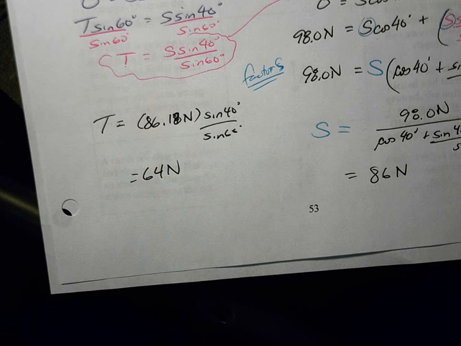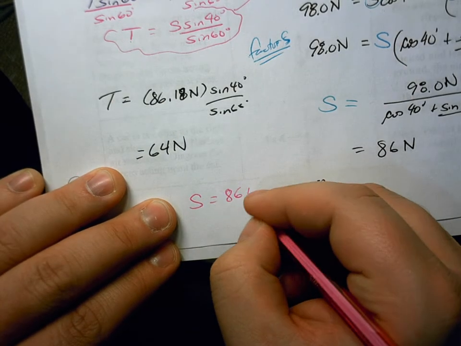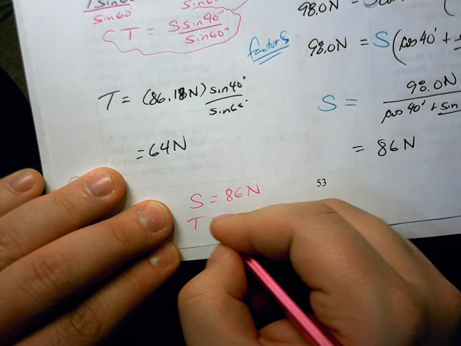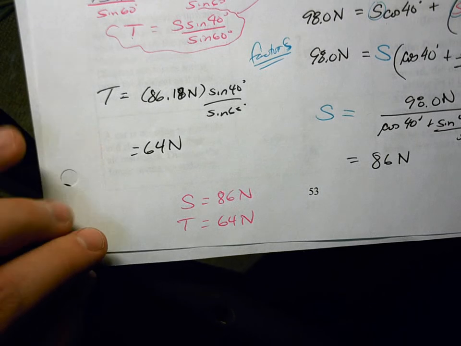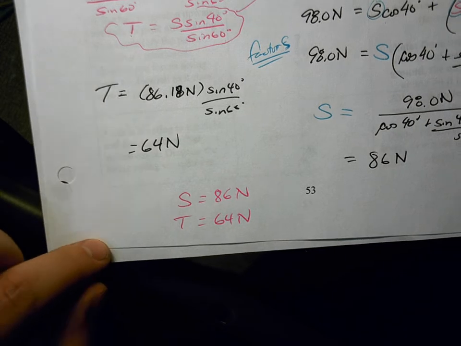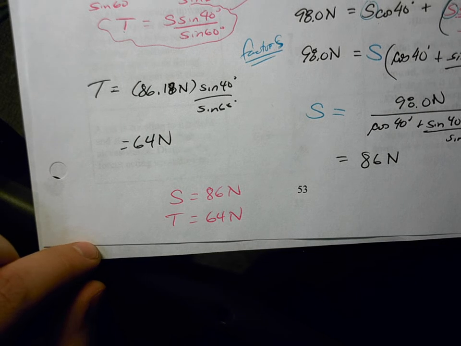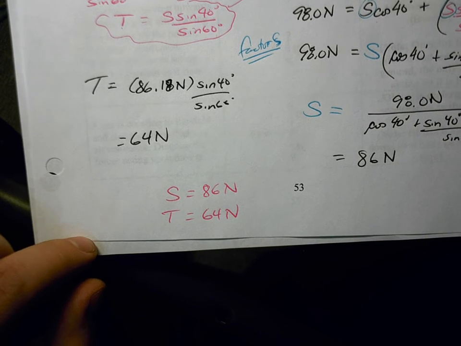To wrap this up, we could say that the magnitude of s is about 86 newtons, and the magnitude of t is about 64 newtons. This is a very labor-intensive question. There's a lot going on here, but this is just meant to highlight the methodology of what we do in the event we can't get a right triangle with our vector diagram. So that concludes dynamics. Well done.